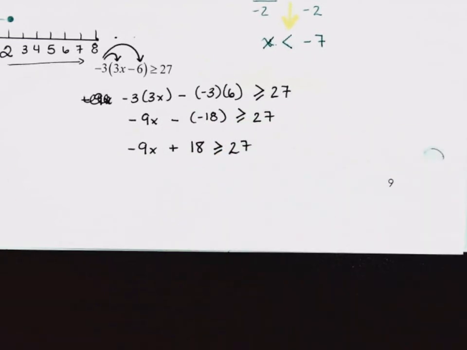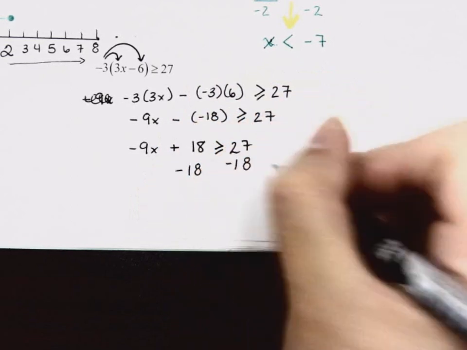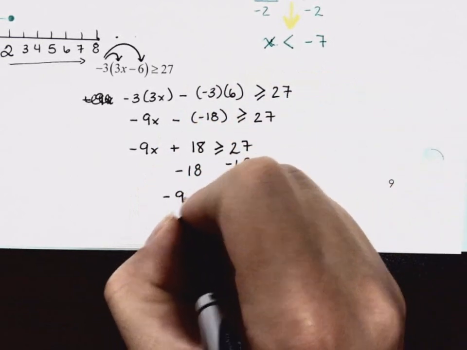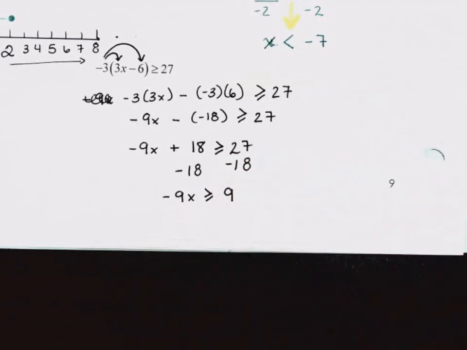And now that's just a two-step algebra. And we've done that lots before. We want to isolate the x. So we're going to minus 18 from both sides. So I have negative 9x is greater than or equal to positive 9.